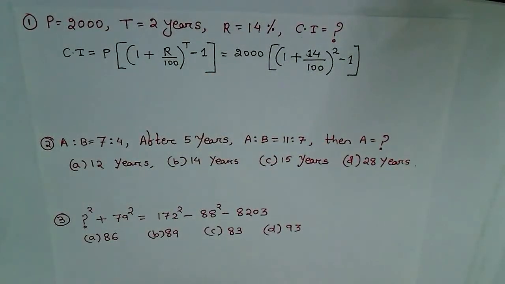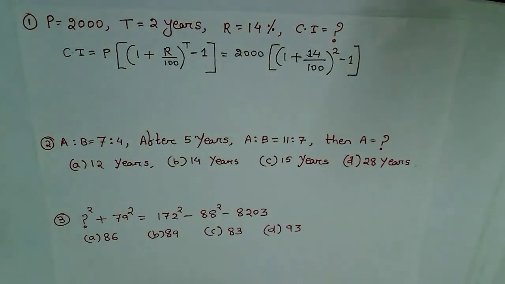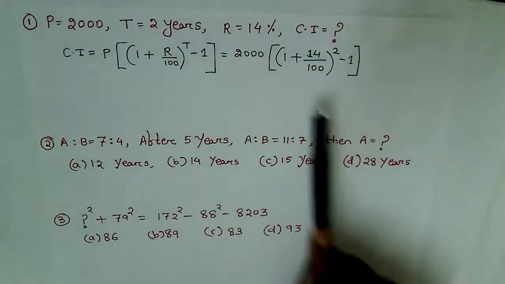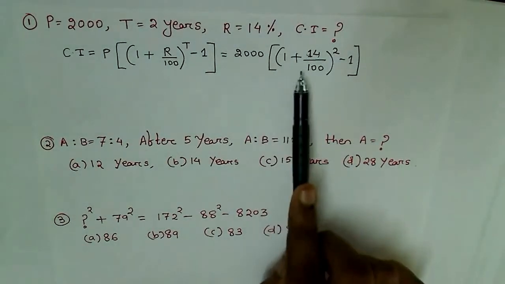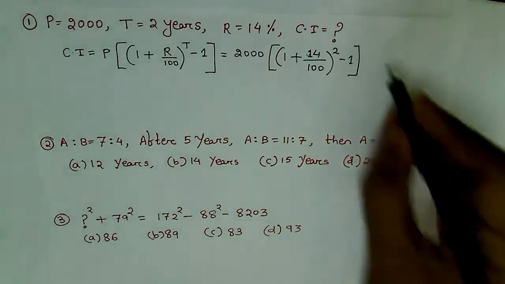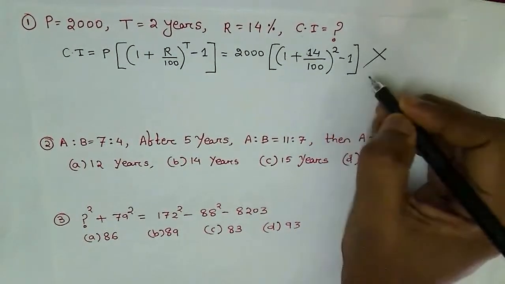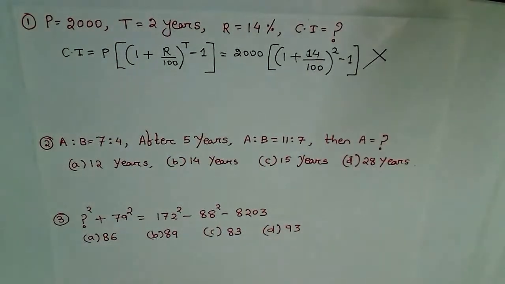Even if you remember the formula, the calculation will take more than 1 minute because you do not have a calculator in the exam. You have to do it manually. And if you are not good at finding squares and all, this calculation will take 1.5 or 2 minutes. So you will not be that effective. So we are not going to use this formula to solve this question.